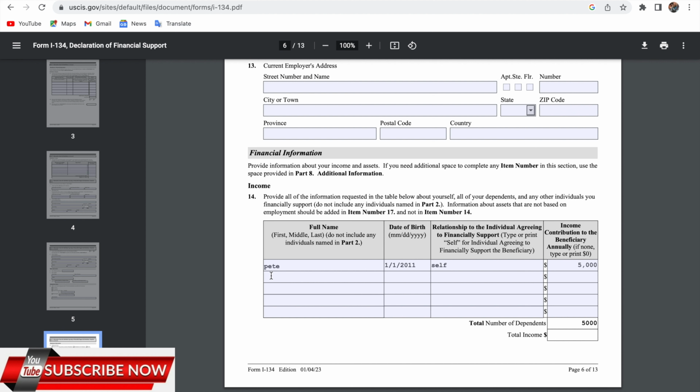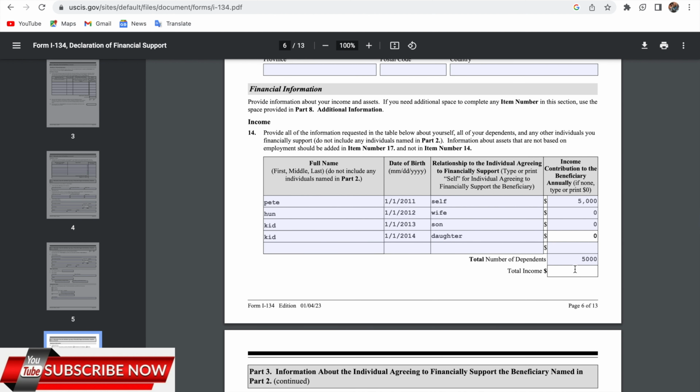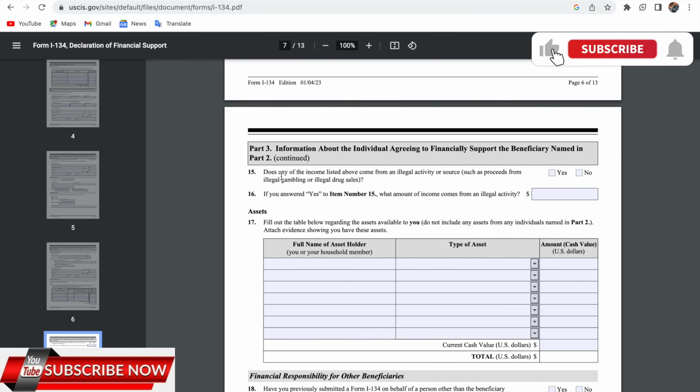But if you have a wife, you have kids, or you have a husband, just put their names over there, and the relationship to the beneficiary. So let's say you have a wife, that's the name you put in, and you put in wife, and for the income you put in 0. And if you have a kid, put in their date of birth, and you put in son, and you put in 0. If you have another kid, you put in maybe daughter, and you put in 0. However many kids you have, you just put everything over there, and you just put in your total. Then you move on to part 3.